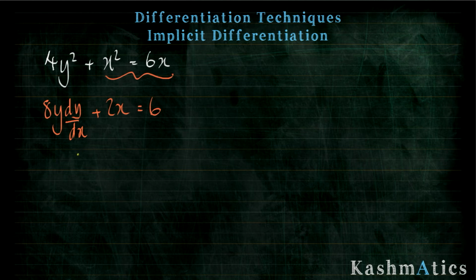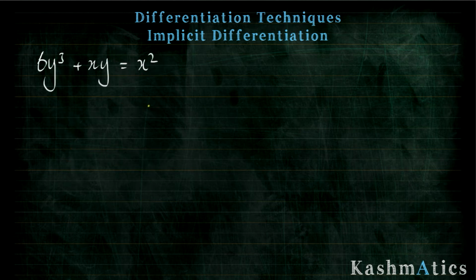And all I need to do now is just rearrange this. So dy by dx equals, now I'd do 6 take away 2x, and then I'd have to divide by 8y. So you can see here that the derivative is actually in terms of y and x. And that's what you normally end up with when you're doing implicit differentiation.